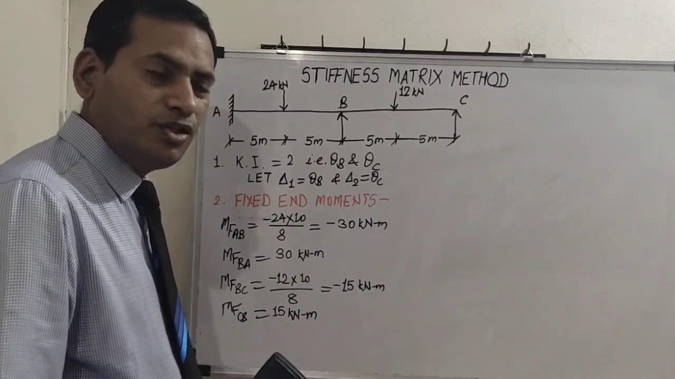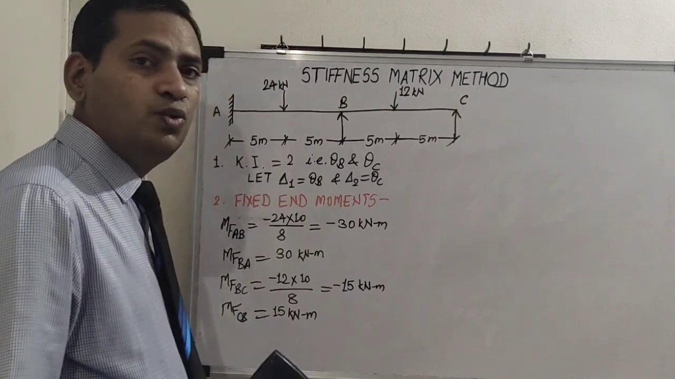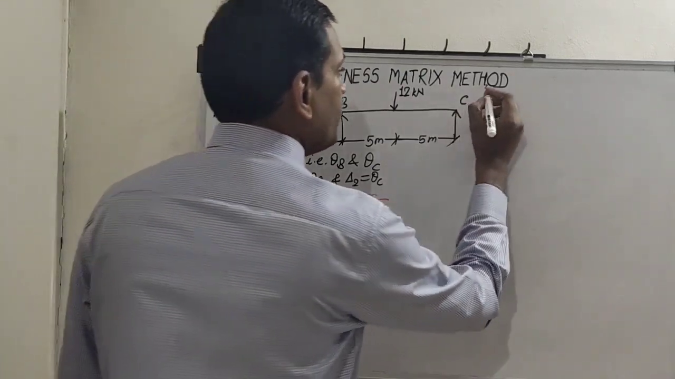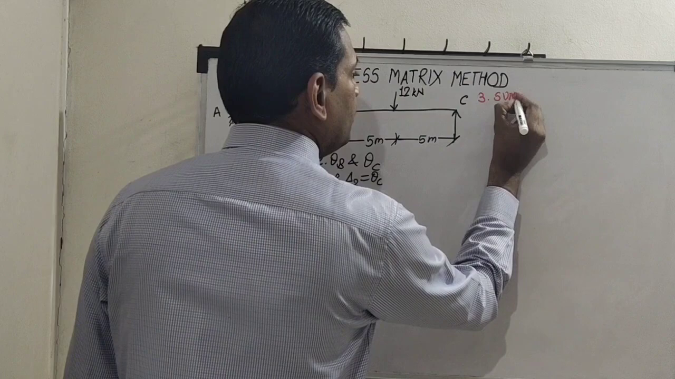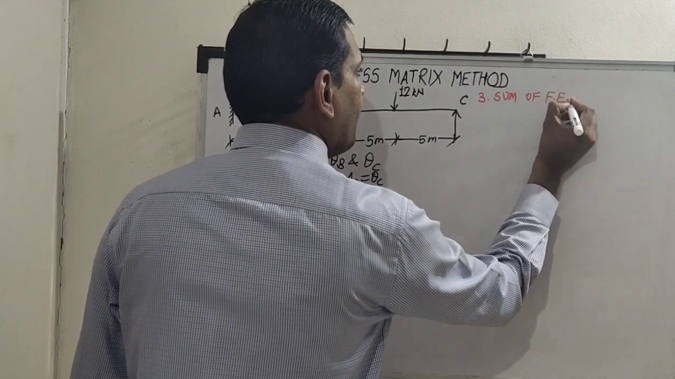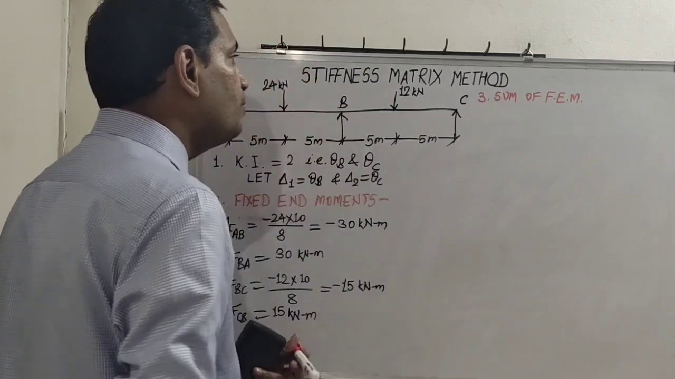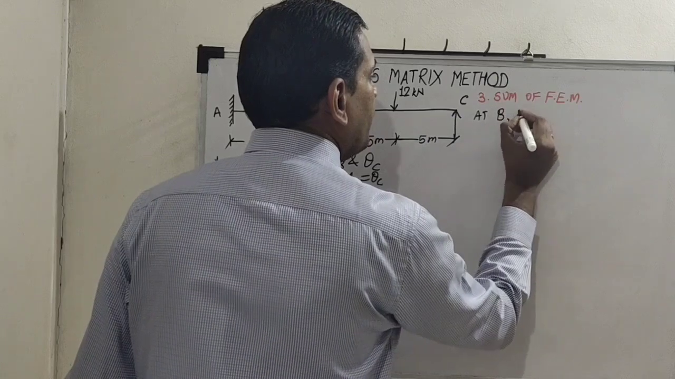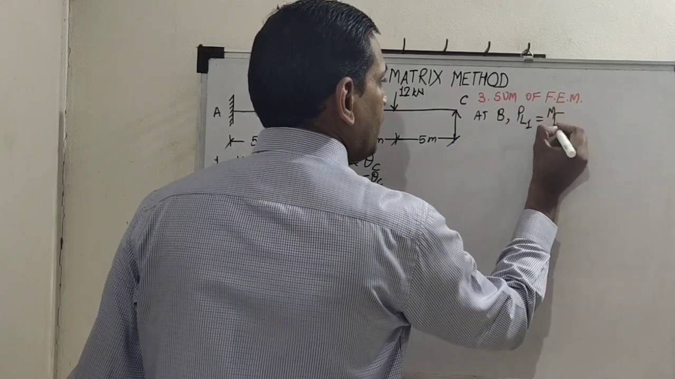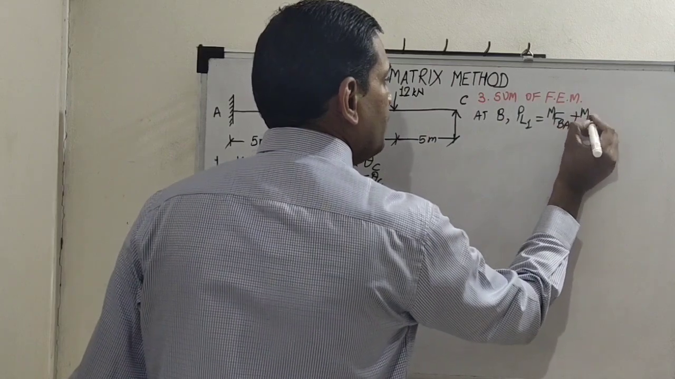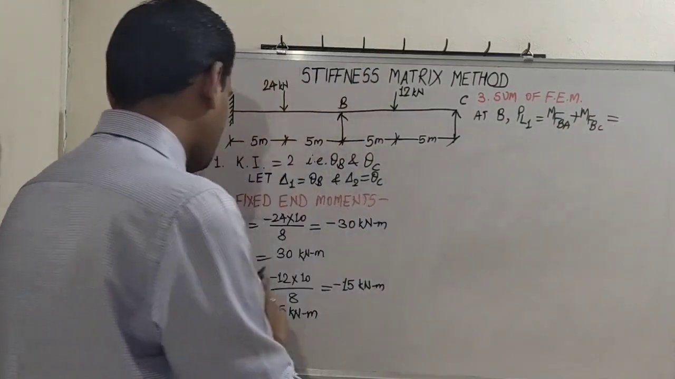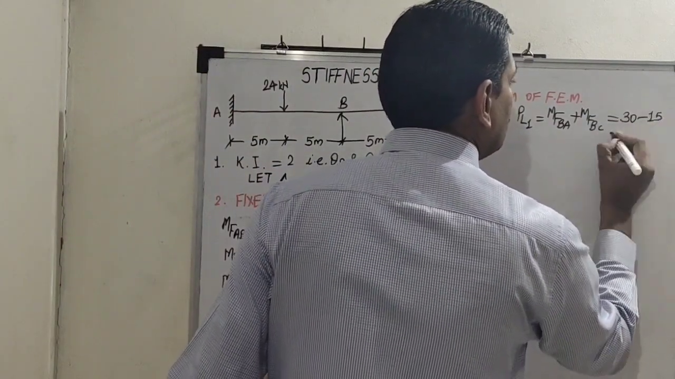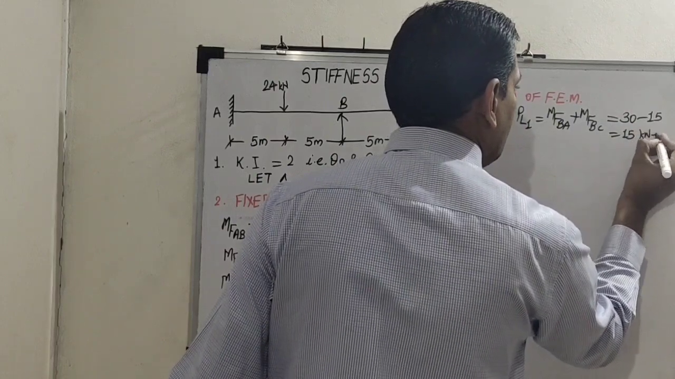Now in step number 3 we have to take summation of fixed end moments. Again, why summation of fixed end moments? Because our two unknowns are rotations. There is no linear displacement involved here. So step number 3, summation of fixed end moments. Okay. So where are these fixed end moments? One is on B. So at B we will have PL1, which is MFBA plus MFBC. So what is BA value? Plus 30. BC is minus 15. So net value is 15 kilonewton meter.